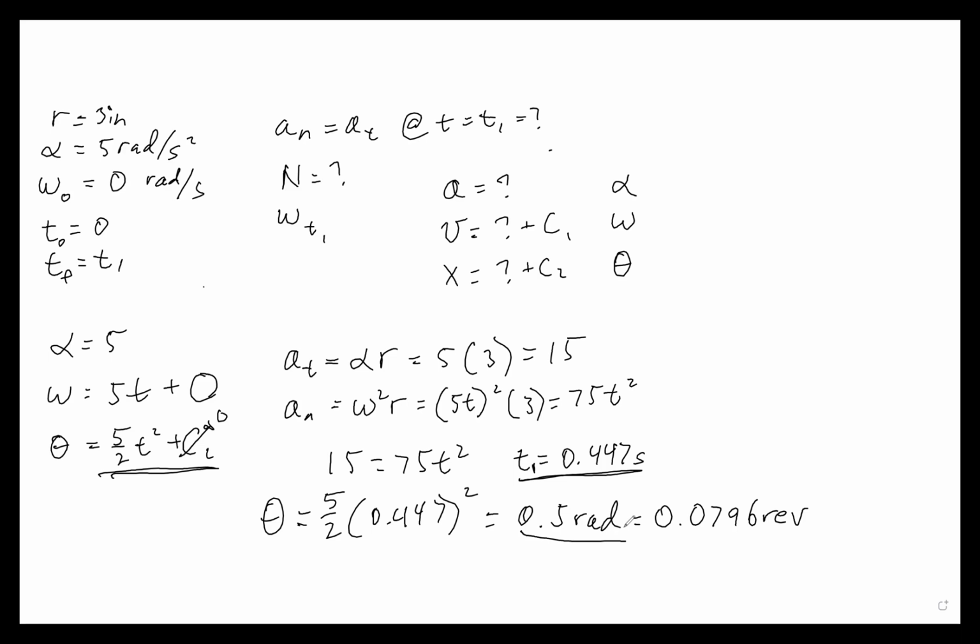All right, and then they want the angular velocity of the turntable at time t1. Well, we have a function for that. So angular velocity is equal to 5t, and then we just plug in our value for t1. So 5 times 0.447 seconds ends up equaling 2.24 radians per second. And that answers the question.